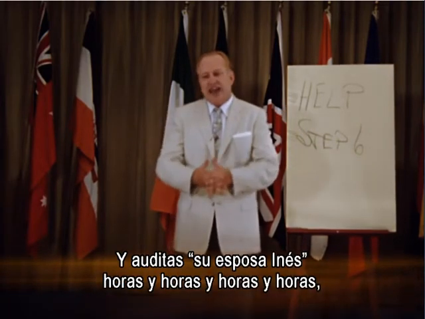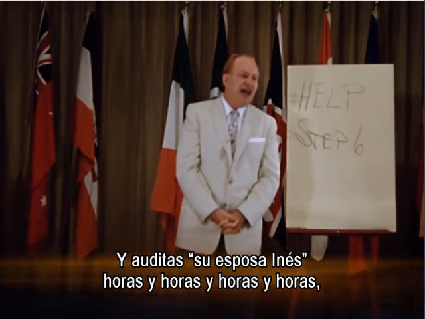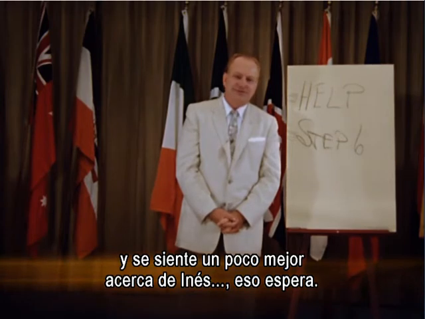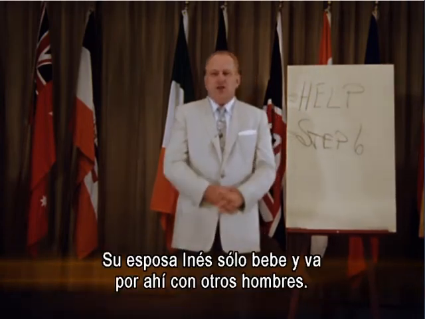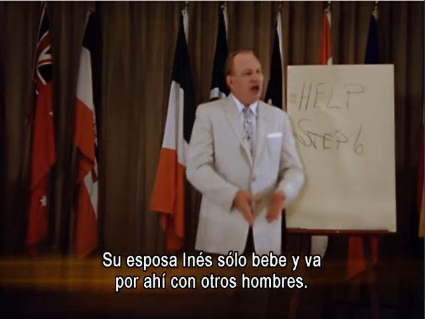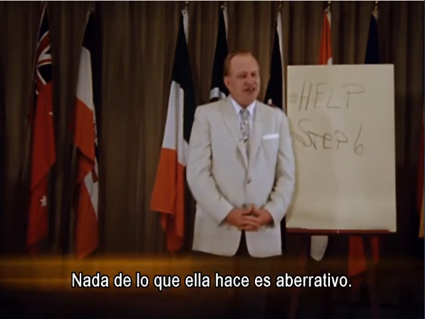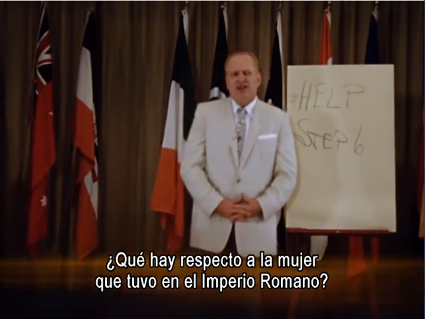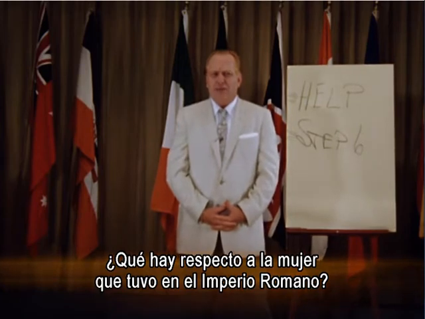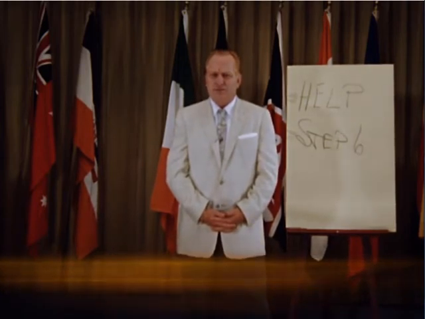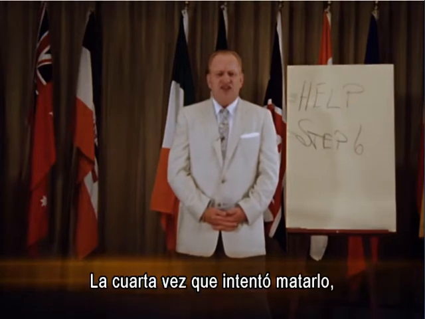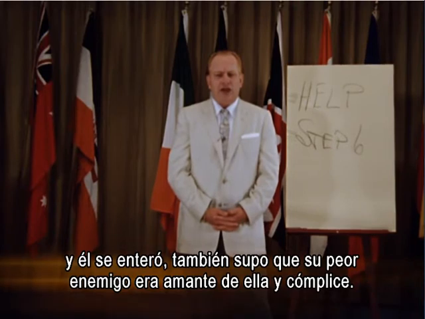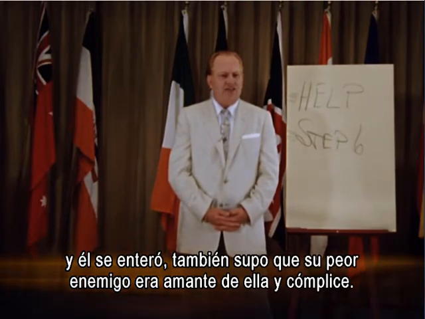And you audit his wife, Agnes, for hours and hours and hours, and he feels a little bit better about Agnes. He hopes. His wife, Agnes, only drinks and runs around with other men. There's nothing she does that's aberrative. How about the woman he married back in the Roman Empire? The fourth time she tried to murder him, and he found out about it, he found out that also his worst enemy was in on it as her lover.